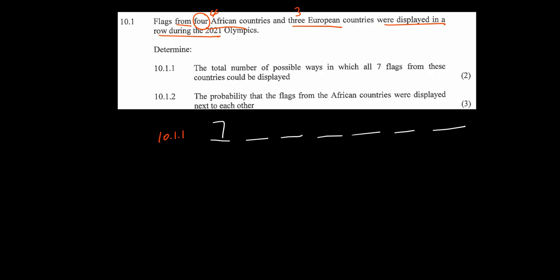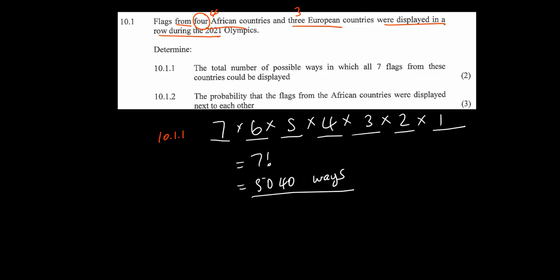Then here, if I chose one of them, I can't repeat it again, because there are only 7 of them. So now it will be 6, 5, 4, 3, 2, 1. So the answer is gonna be 7 factorial. And if you put it in your calculator, you don't even have to write factorial, guys. You can just get the answer. So it's gonna be 5040 ways. These are the total possible number of ways of displaying the flags. Understand?